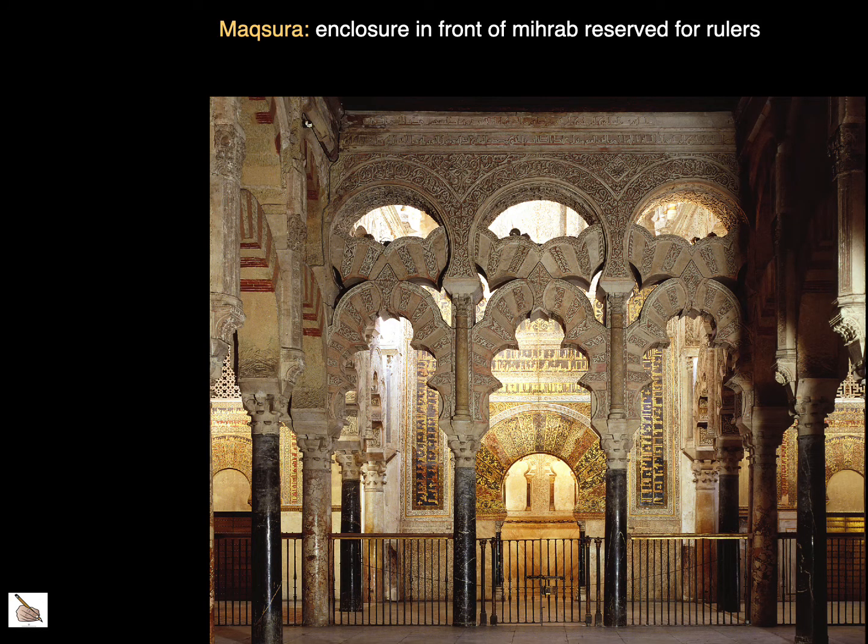The Maksura is the hall reserved for the ruler. It's the enclosure in front of the Mirab reserved for rulers to protect them while they are praying and their backs are turned towards the congregation.